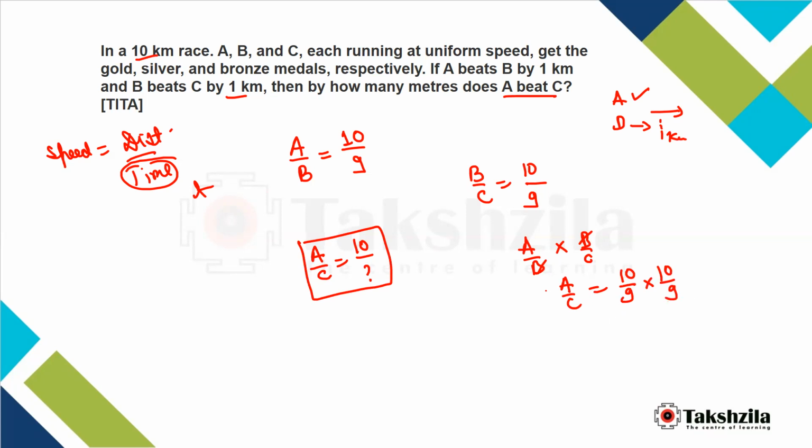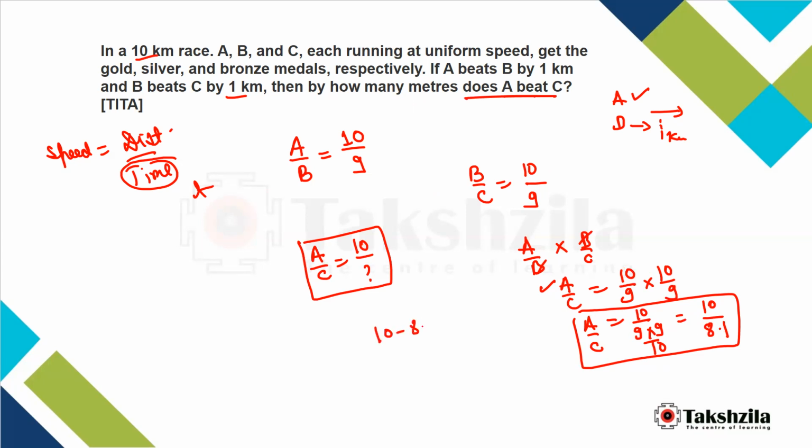Now we need it in this format, with 10 in the numerator. So we can write this as 10 by 9 into 9 by 10, so this can be written as 10 by 8.1. So A by C we got as 10 by 8.1. Now the question is, by how many meters does A beat C? That will be 10 minus 8.1, which is 1.9. This is in kilometers, because both the units are kilometers, so in meters it will be multiplied by 1000. So 1900 meters is the answer to this question. Simple this was. You only have to keep this relation in mind and solve this.